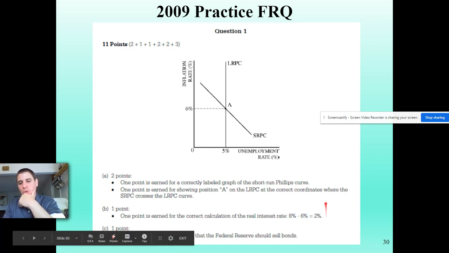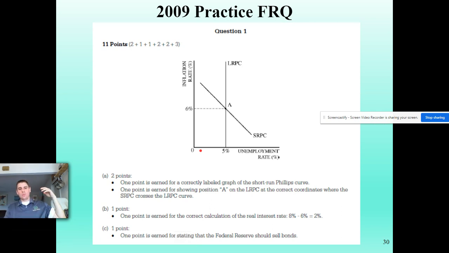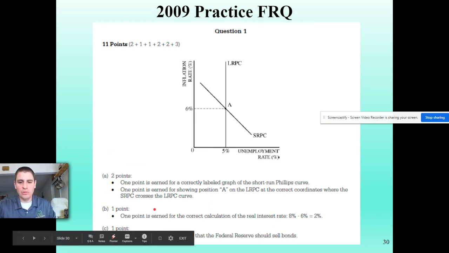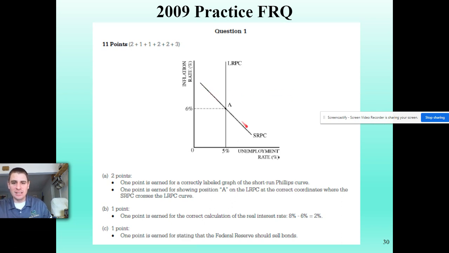Now, if you just wrote 2%, you're going to get points. But I would show the formula. I think you demonstrating that you know your econ is just going to allow the reader to say, oh my goodness, this guy really knows what he's talking about. 1 point is earned for saying that the Federal Reserve should sell bonds. Remember, we want AD to shift to the left. We want the inflation rate to decrease.